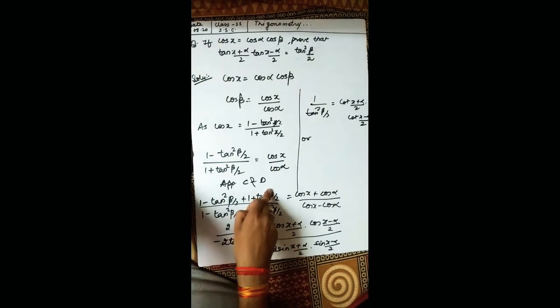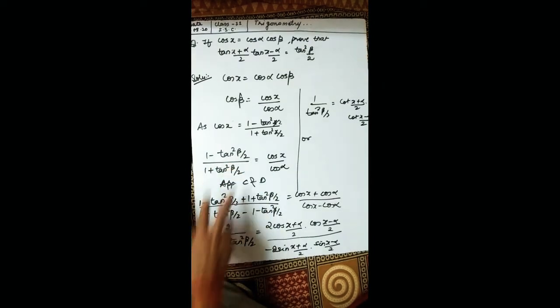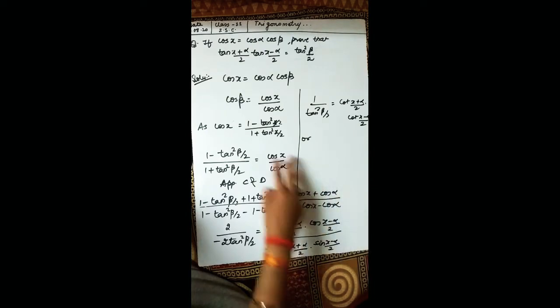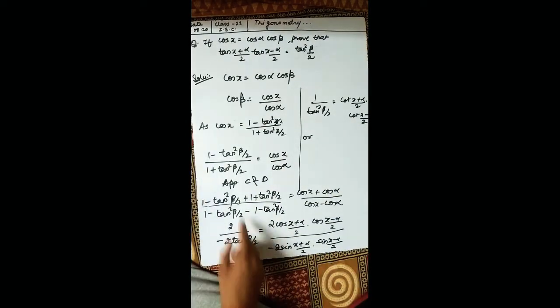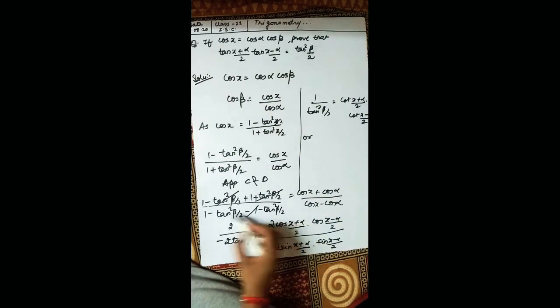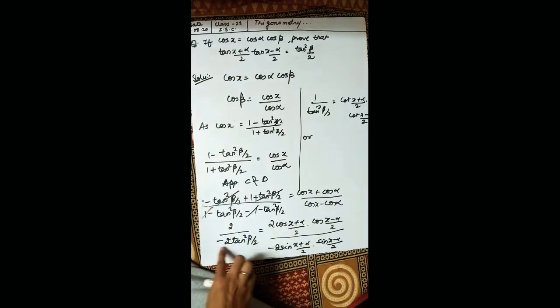Now applying componendo and dividendo. So this is (a plus b) upon (a minus b), and here (a plus b) upon (a minus b). This is the componendo and dividendo. So in the numerator, this 2 will get cancelled and this 2 will get cancelled. 1 plus 1 is 2, and this is minus 2 times tan square beta by 2.